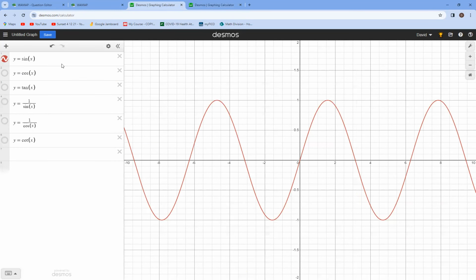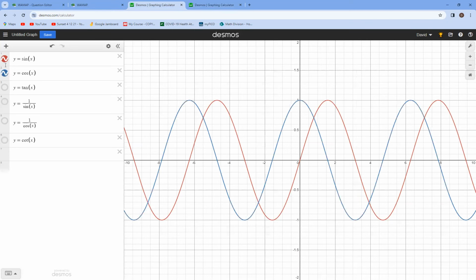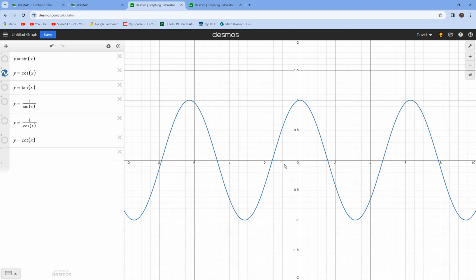Let's turn off. Get that out of my way. Come on, get out of my way. Turn on the cosine function and turn off the sine function.